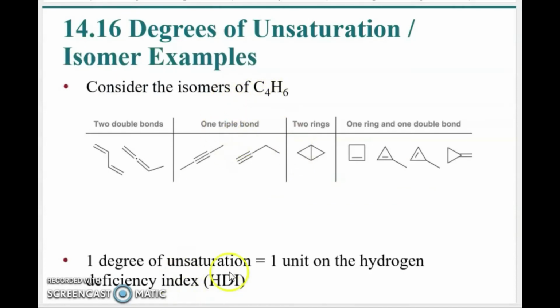So if we look at the formula C4H6, well, for a saturated hydrocarbon, we would have C4, and H would be 2 times 4 plus 2, or H10. We have H6, so there are 4 hydrogens missing, and our degree of unsaturation is 2. There are a number of ways you can have 2 degrees of unsaturation. You could have 2 double bonds, 1 triple bond, 2 rings, 1 ring and a double bond.